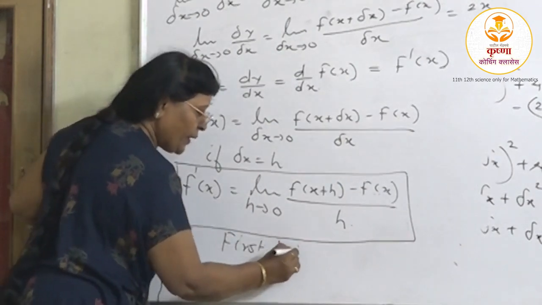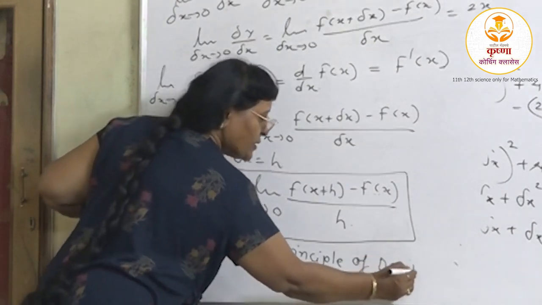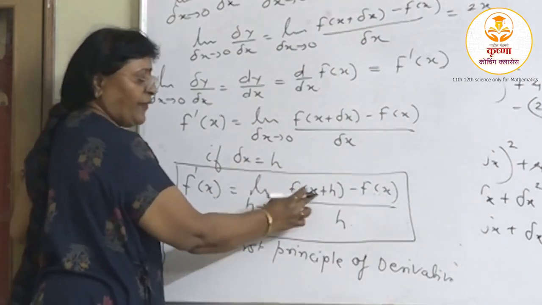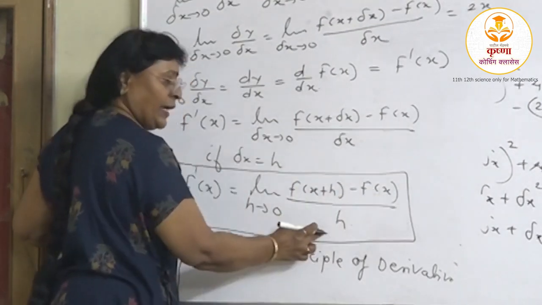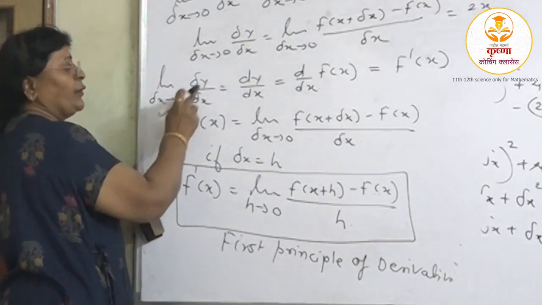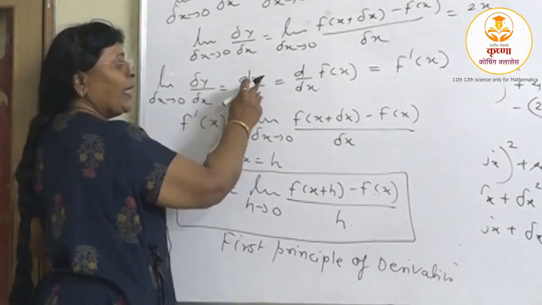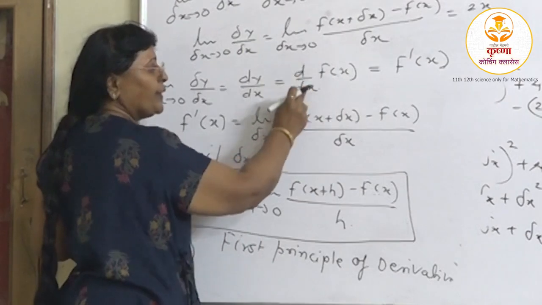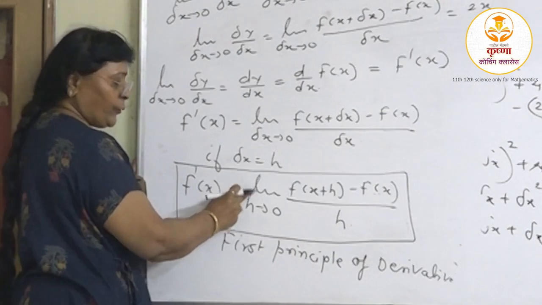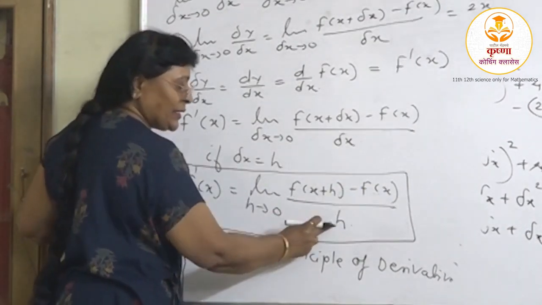First principle of derivative means the derivative is nothing but this limit: the limit as h tends to 0 of f of x plus h minus f of x divided by h. This is also the definition of a derivative. The simple notation dy by dx means the derivative of y with respect to x. y is nothing but f of x. Therefore, d/dx of f of x is called f dash x, and f dash x is equal to the limit as h tends to 0 of f of x plus h minus f of x divided by h.